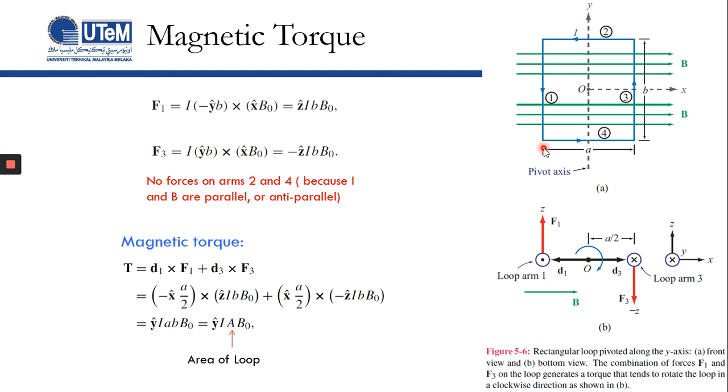So A is the length here and B is the length here. So basically when we have A multiplied by B, we are calculating the area of the rectangular coil here. So we can replace AB here with a capital A, where A is the area, and we have I A B naught in the direction of Y. Now, a simple way to increase the torque is by simply adding more coils. So the number of coils will directly affect the amount of torque that can be generated.